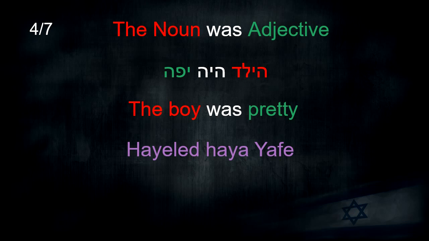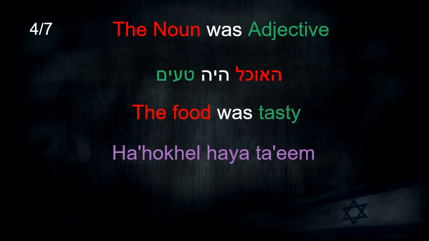היה in Hebrew means was, and I did a complete video about this verb and how to use it in the past and the future. Another example, the food was tasty. האוכל היה טעים. As you see, the structure is very much the same as in English.